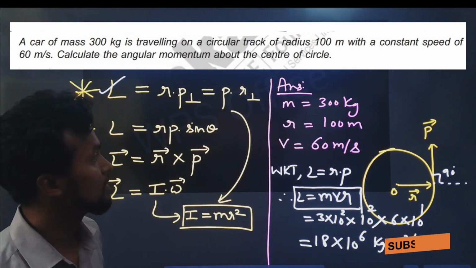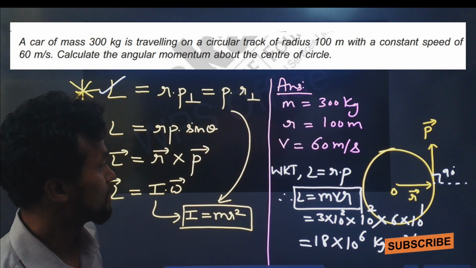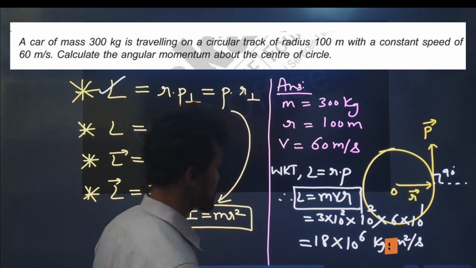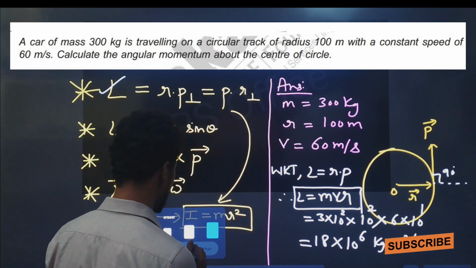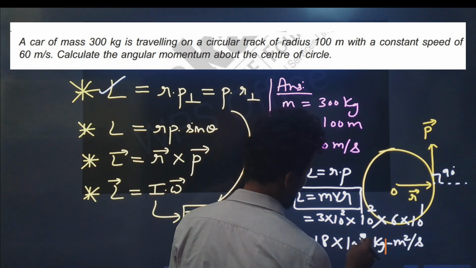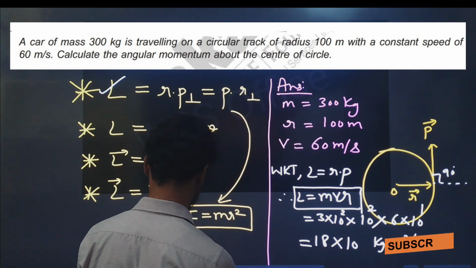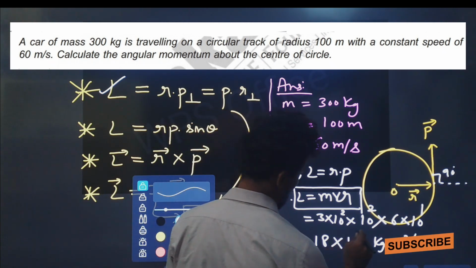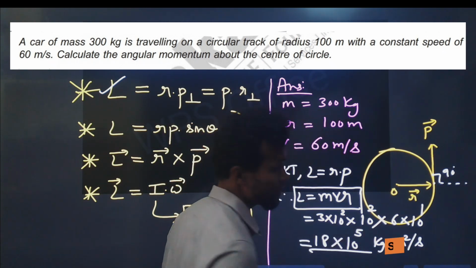Kindly see here please. All the powers are correct. Not 6. Actually the 5 will come here. Actually it will come 5. Let me write here. This will come here 5 power. So this is the answer for the first question.